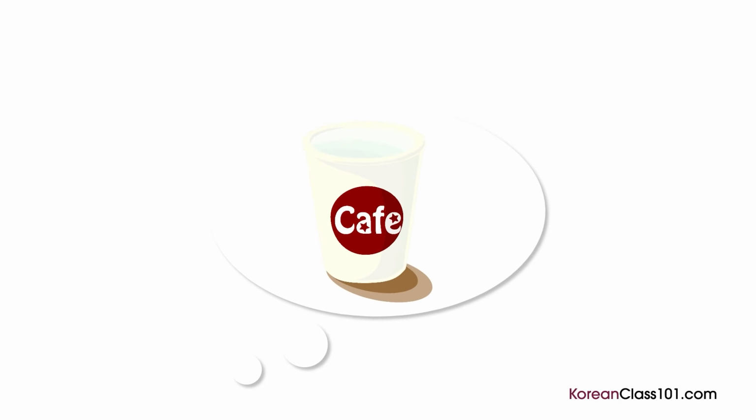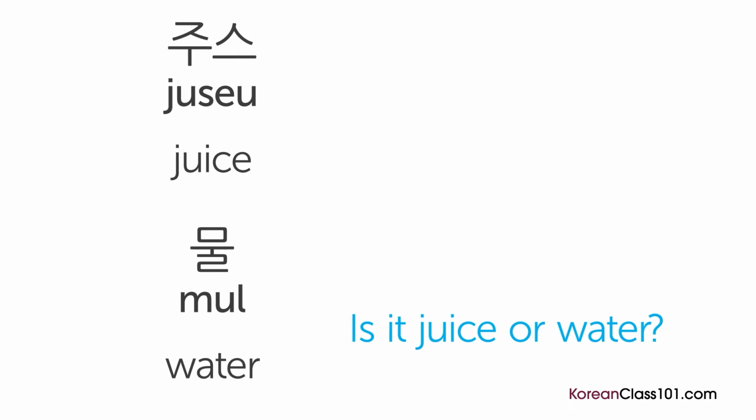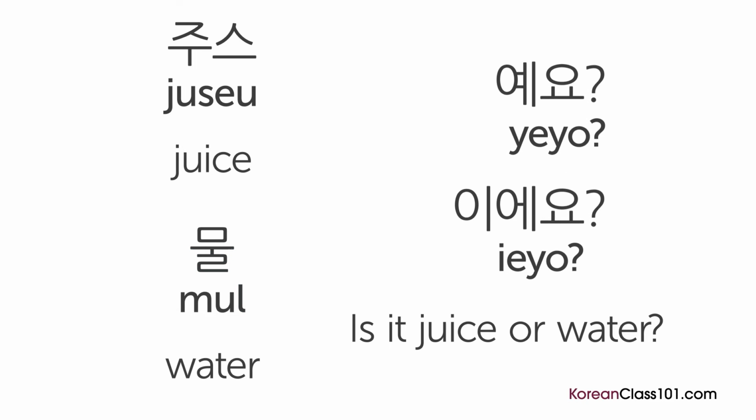One final example will be where you use both. For example, you see a drink on the table and you want to ask, is it juice or water? The Korean word for juice, 주스, ends in a vowel, and the word for water, 물, ends in a consonant. So what do you do? Here's a hint. You have to ask two questions, one ending in 예요 and the other in 이에요.